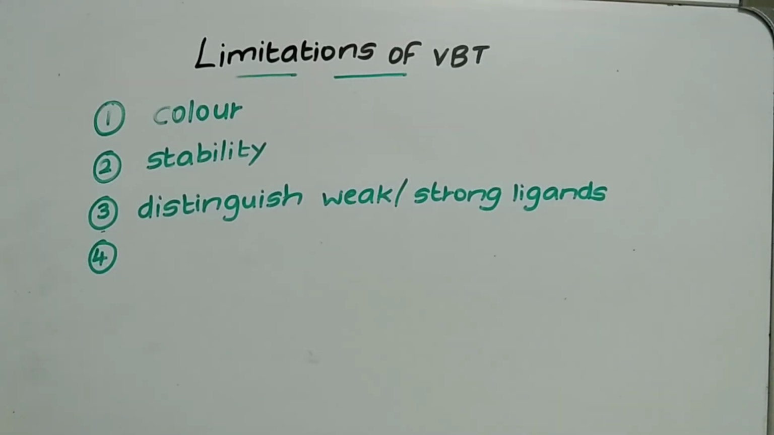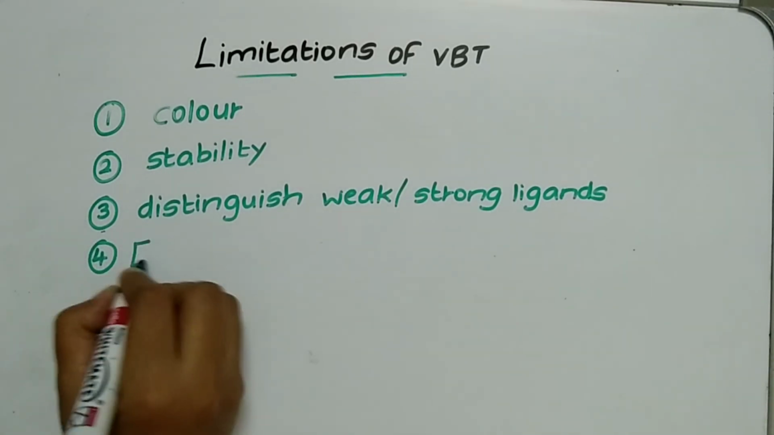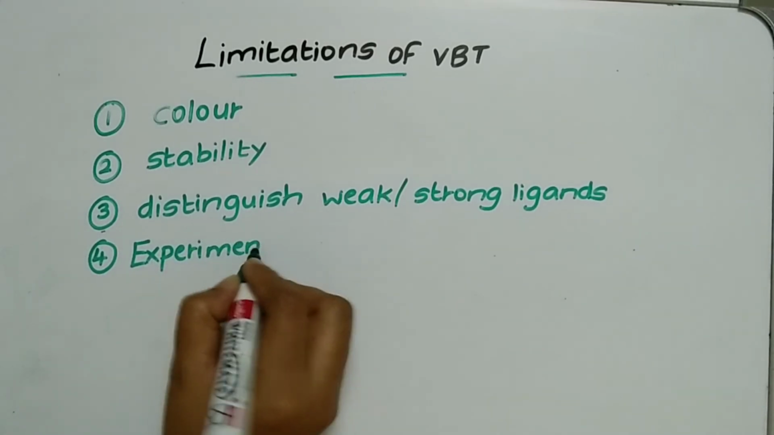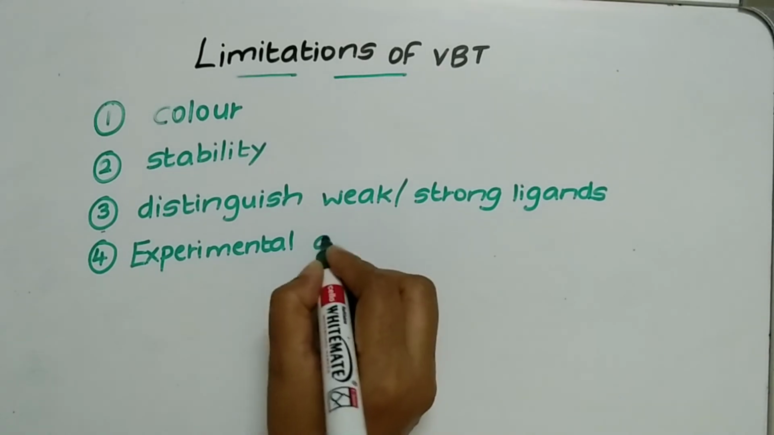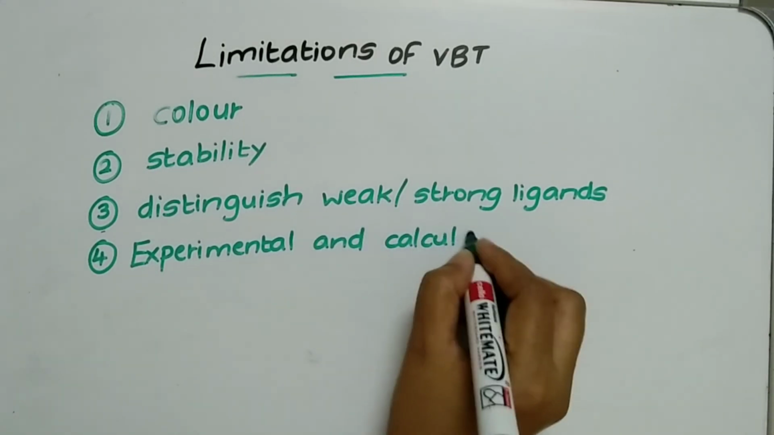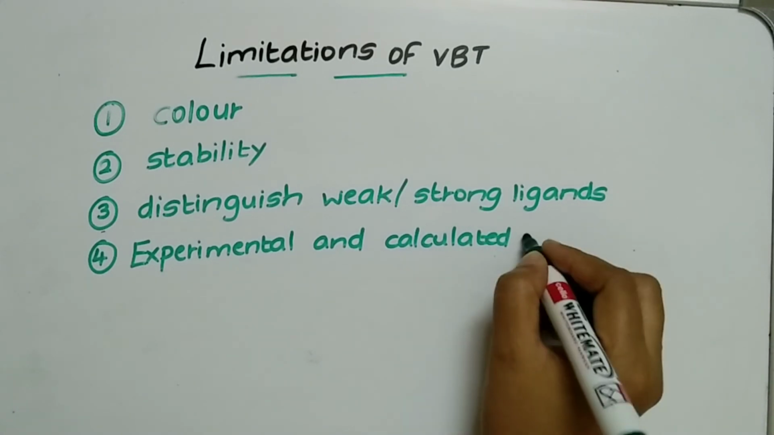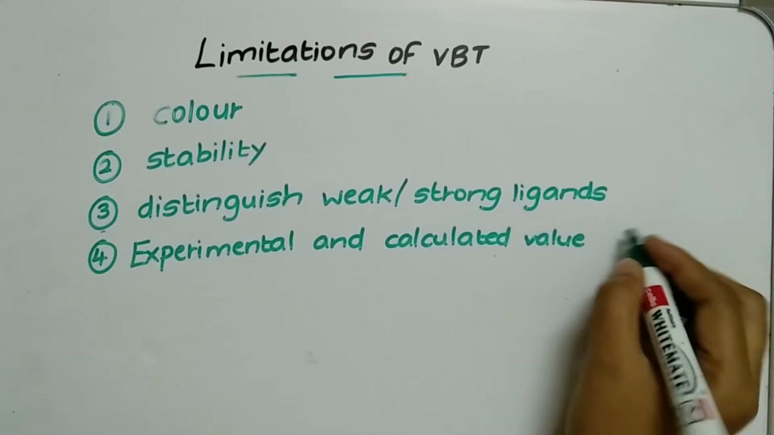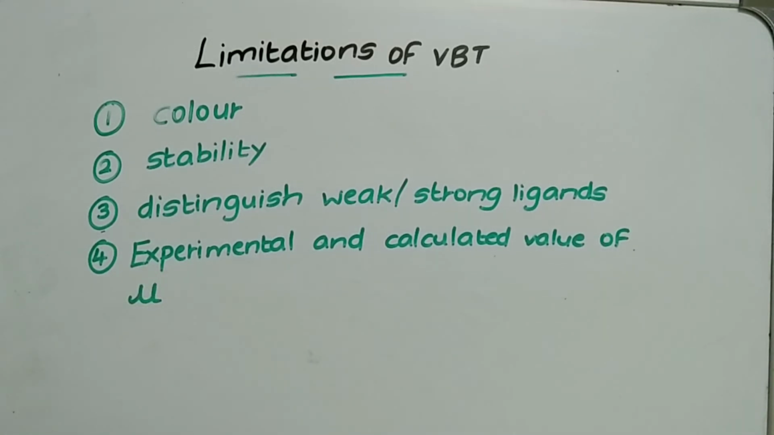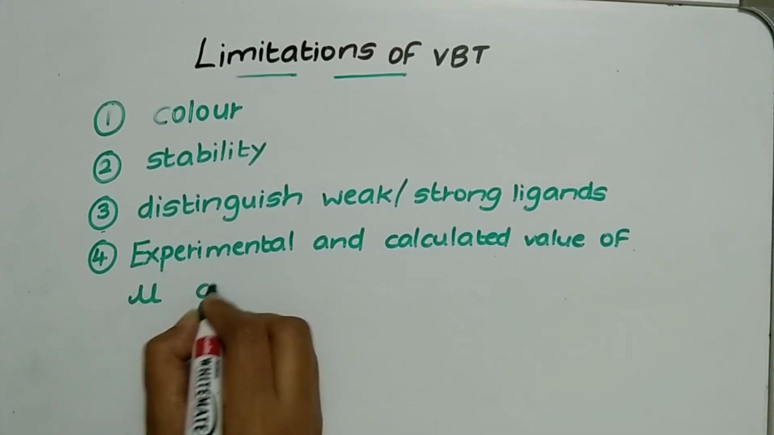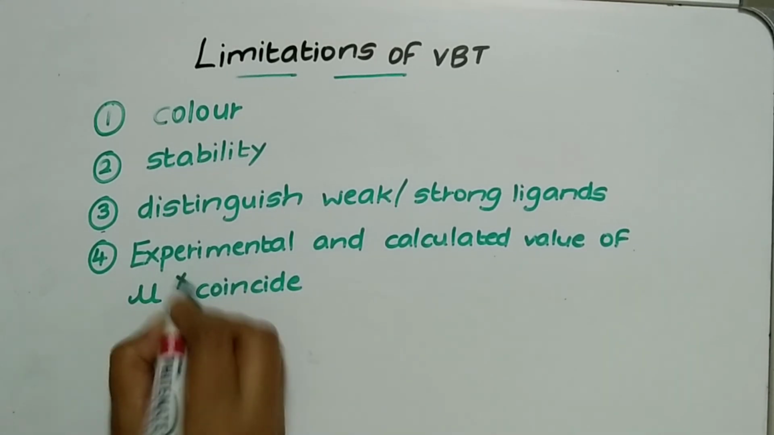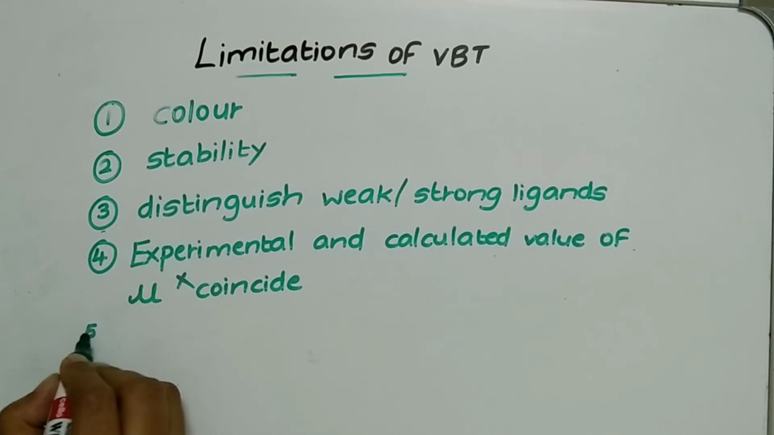Fourth one, the experimental value and the theoretical or calculated value for magnetic moment do not coincide. It is not coinciding, meaning it is not the same.